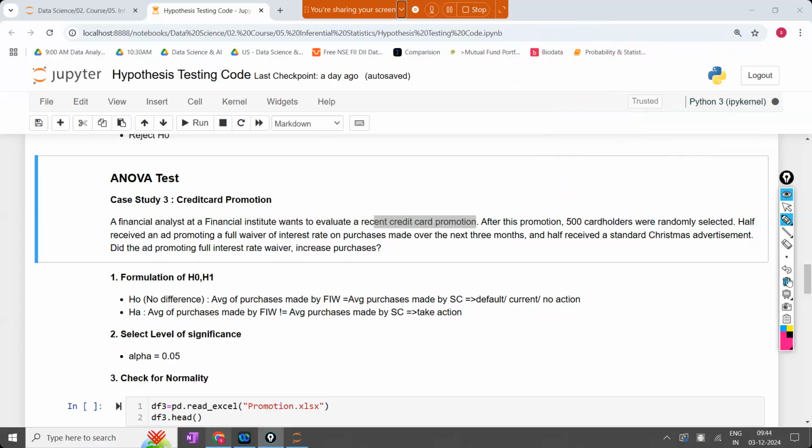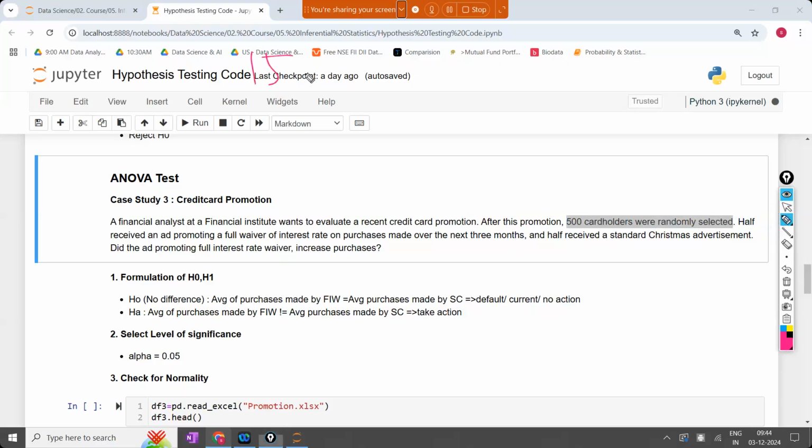So once they came up with a promotion, a financial analyst had a new idea for a promotional offer. With that idea, 500 card holders were selected randomly. Half of them received an ad promoting a full interest rate waiver on purchases over the next 3 months. What is that new idea? If you purchase any product, you don't need to pay the interest amount. You just pay the normal amount, in EMIs.